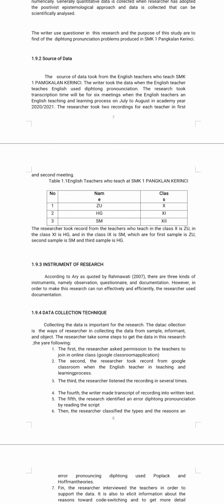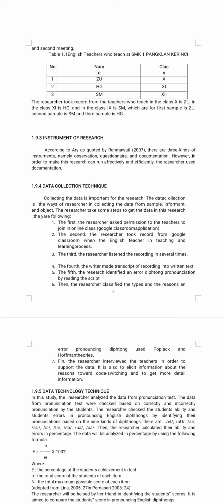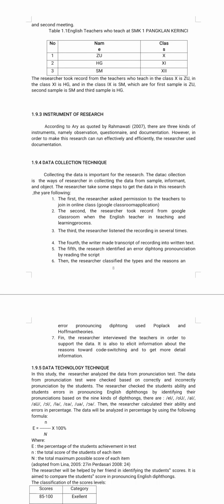1.9.3 Instrument of research. According to Ari as quoted from Ramawati, there are 3 kinds of instrument, namely observation, questionnaire, and documentation. However, in order to make this research run effectively and efficiently, the researcher uses documentation. 1.9.4 Data collection technique. There are a few data collection techniques.